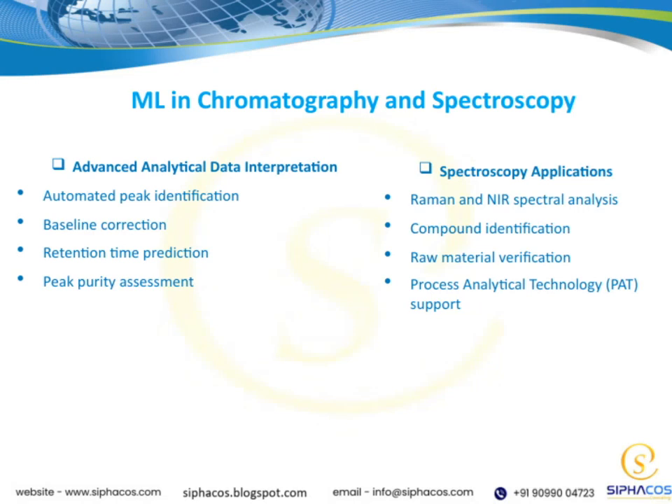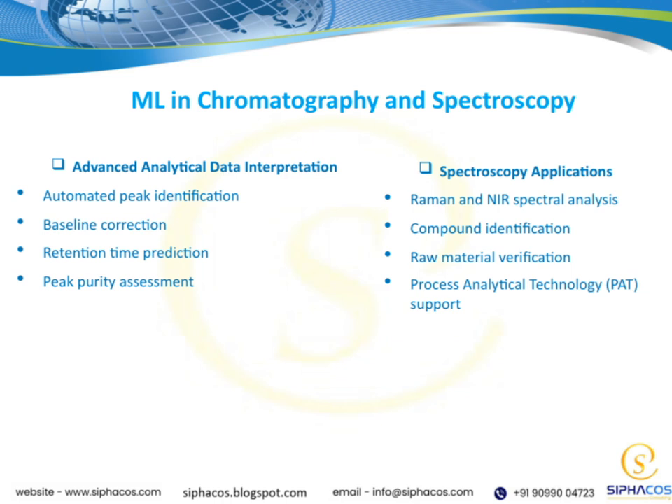Now, let's explore some of the key applications of spectroscopy. Raman and NIR spectral analysis are powerful tools used to identify and verify compounds quickly and accurately. These techniques are essential for confirming raw materials, ensuring that the substances meet quality standards right from the start. Moving on, process analytical technology, or PAT, plays a significant role in real-time monitoring and process control.